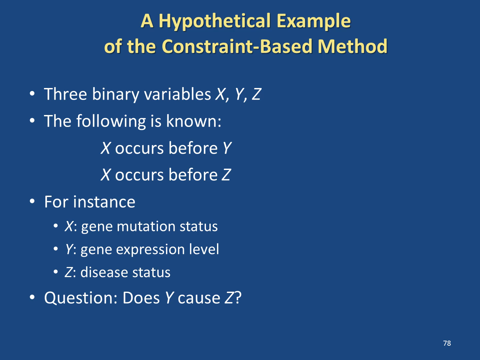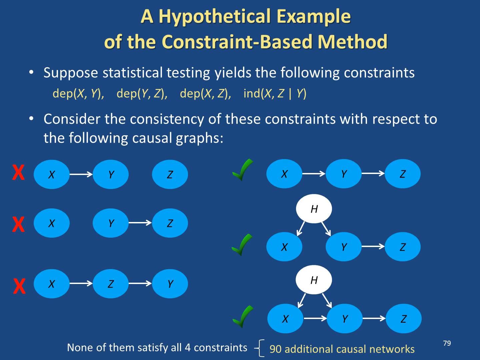So it's not a totally unrealistic kind of assumption. And then let's suppose that X, for example, could be the mutation status of a gene, Y could be the expression level of some other gene, and Z is the disease status for some disease that we're interested in. And our question is, does Y cause Z? Does the gene expression of a particular gene Y causally influence disease status of some disease of interest?